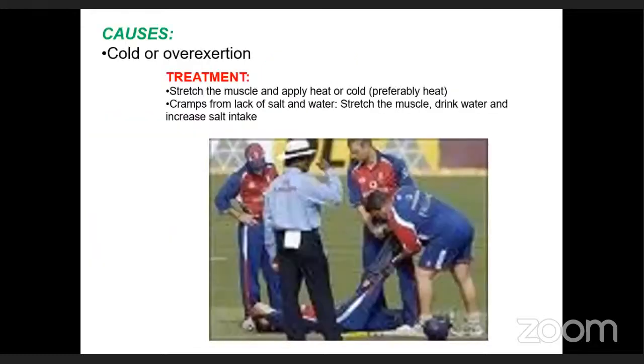So what are the causes? Cold or overexertion are the causes of cramp. When you overexert force on a particular point on a muscle, then cramp will come up. So how do we treat? Stretch the muscle and apply heat or cold, preferably heat. Apply heat, let there be rubbing, let heat be generated in that particular spot.